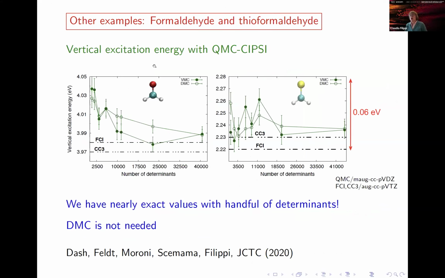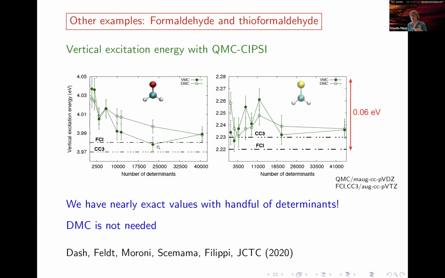We can do so for other small molecules. For instance, this is formaldehyde, thioformaldehyde. Now the scale is much smaller, 0.06 eV. So that would be essentially beyond chemical accuracy. And again, here I'm showing in X the number of determinants. These are selected, done in an automatic manner.